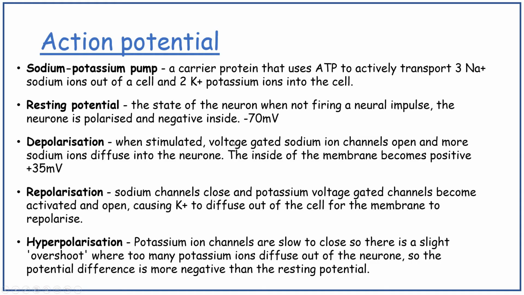Depolarisation. When stimulated, voltage-gated sodium ion channels open and more sodium ions diffuse into the neuron. The inside of the membrane becomes positive at +35 millivolts. Repolarisation. Sodium channels close and potassium voltage-gated channels become activated and open, causing potassium to diffuse out of the cell for the membrane to repolarise. Hyperpolarisation. Potassium ion channels are slow to close, so there is a slight overshoot where too many potassium ions diffuse out of the neuron, so the potential difference is more negative than the resting potential.